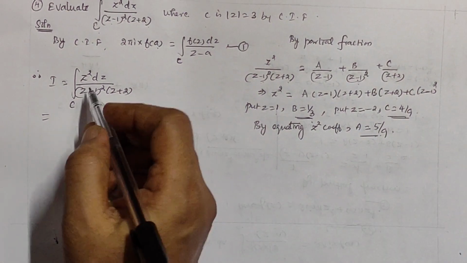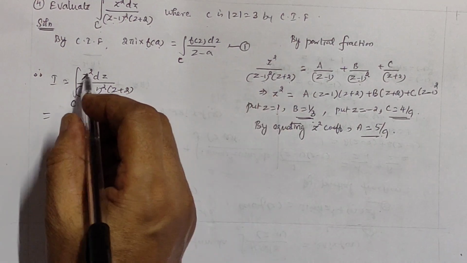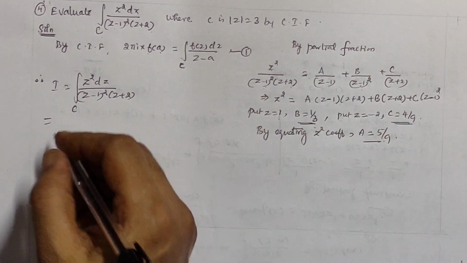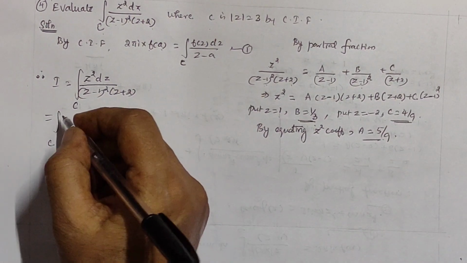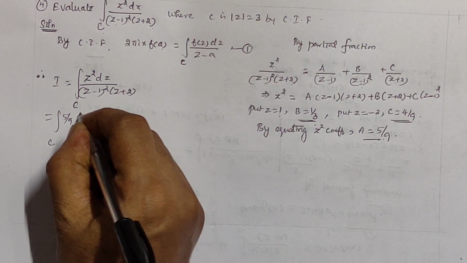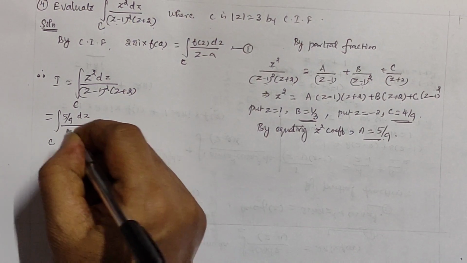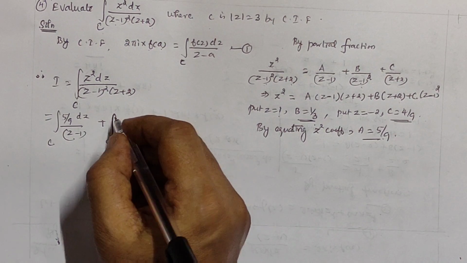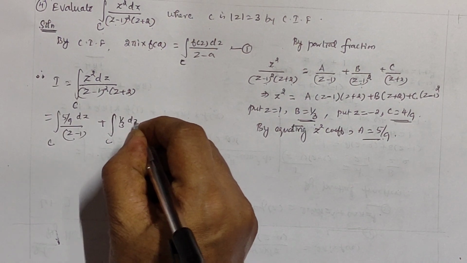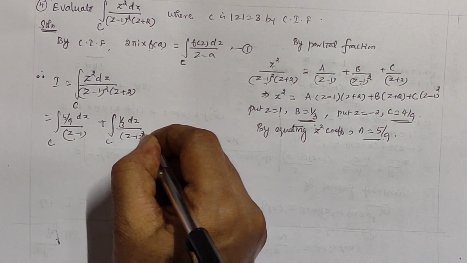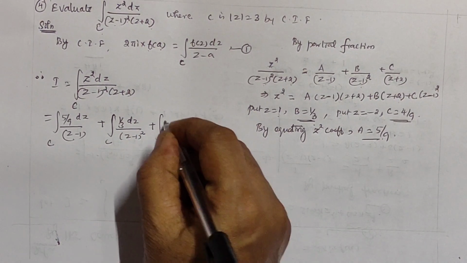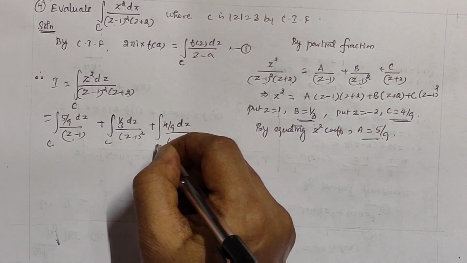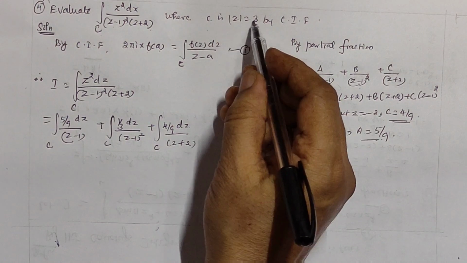So I can write this as, remember I have taken already z squared, so now there is no f of z in our problem. This integration is equal to the integral over C of a, which is 5 by 9, dz divided by z minus 1. This is the first integration. Next, the integral over C of the b value, which is 1 by 3 into dz divided by (z minus 1) the whole square, plus the c value, which is 4 by 9 into dz divided by z plus 2. Here C is modulus of z equal to 3.